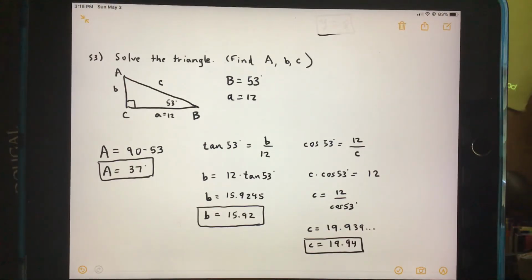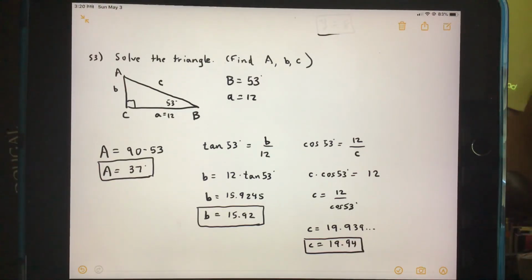So this time, because these are not special angles, we are going to get approximations on our calculators. When I plug 12 times tangent of 53 degrees into my calculator, making sure that my calculator is in degrees mode to give me a correct answer, I will get 15.9245, rounding that off to the nearest hundredth. That's just our protocol. Rounding off to the nearest hundredth is what's expected unless we're told otherwise. We have B is equal to 15.92.